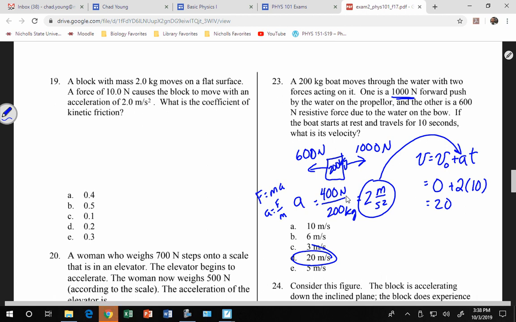Okay? Very similar to these, the questions. They'll be very similar. Practicing the old test will be a big help for you.